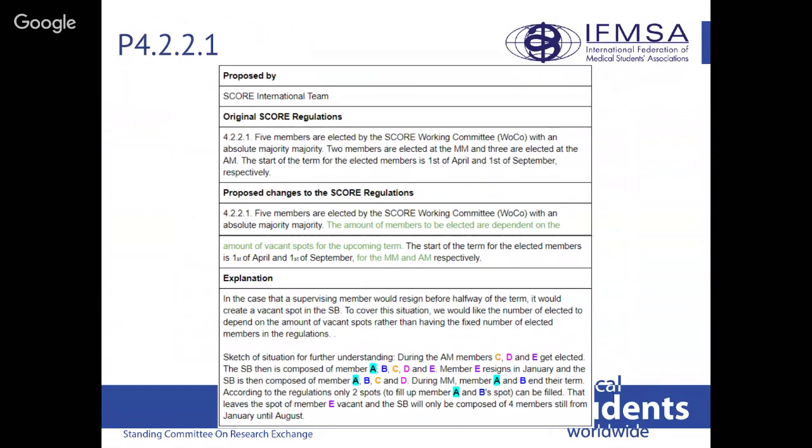And we're also adding the respective terms for whenever you get elected as a supervising board member. So the idea is that we don't want to fix how many members get elected at the March meeting and how many get elected at the August meeting, in case there are more free spots. You can see a sketch of the situation underneath, which you can read later because it's quite complicated for me to explain like this. But in the case that someone were to resign before halfway of their term, there would be 1 more spot free. And the current regulations do not allow an extra person to get elected to fill that spot. So this is why we're changing this regulation.